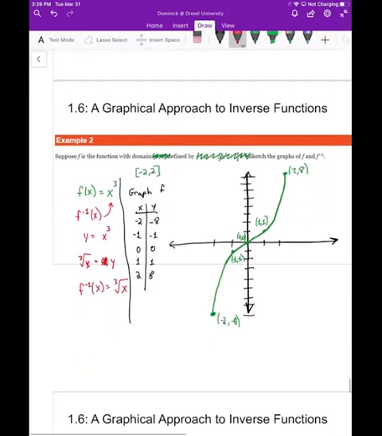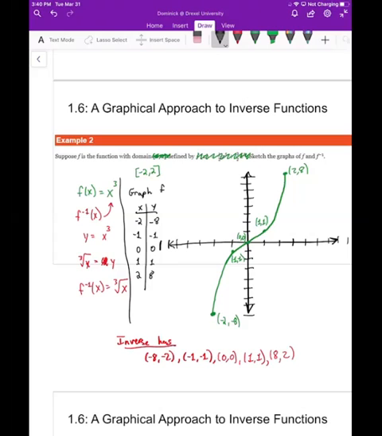So the inverse has, instead of -2, -8, it's -8, -2. The three middle ones will stay the same, -1, -1, 0, 0, 1, 1. And then the last one would be 8, 2. Right? So if I add some more hatches, 3, 4, 5, 6, 7, 8.